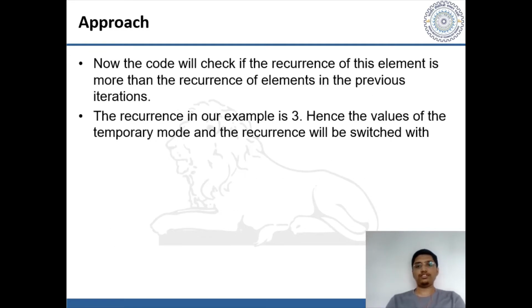Now, the code will check if the recurrence of this element is more than the recurrence of the elements in the previous iterations. As we've seen in the previous slide, 1 was occurring once and 3 was occurring thrice. So the values will be switched.